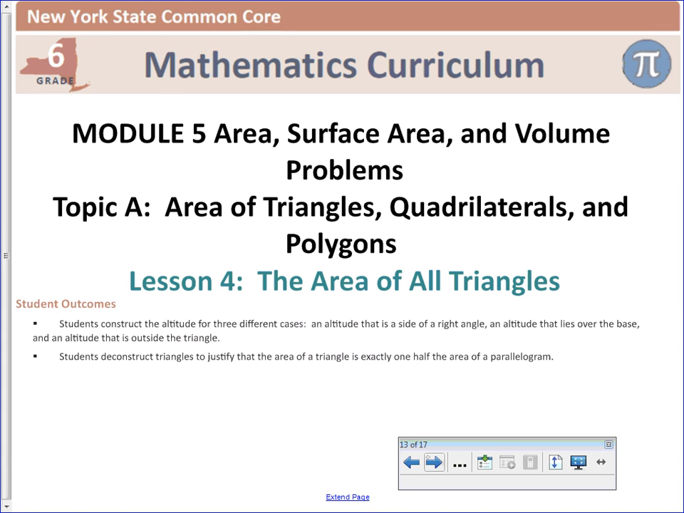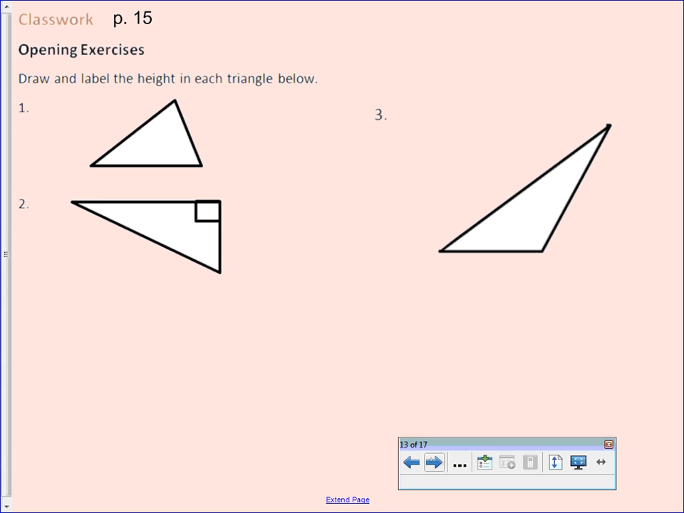Okay, now we're going to take a peek at an example from lesson 4. So please turn to page 15, the opening exercise. And let's practice finding the height. So right now in your notes, identify the height or altitude in each triangle.